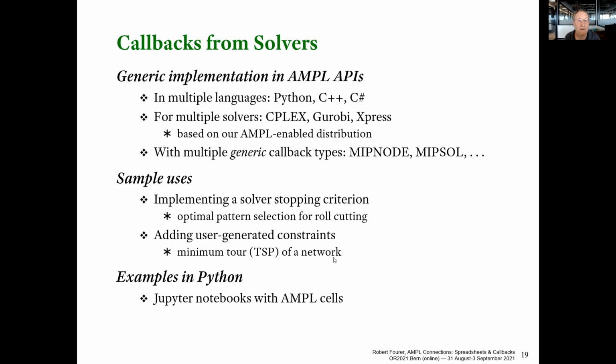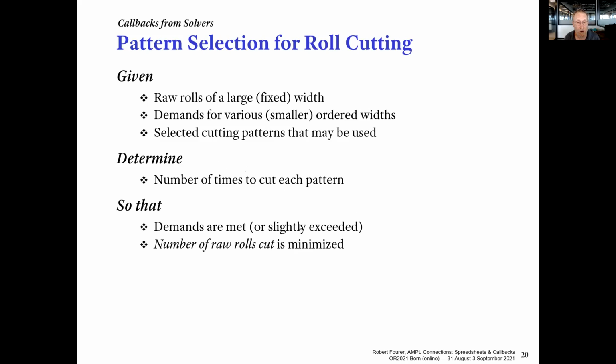Okay. So the first example is from roll cutting. Okay, and the way this works, that we're given a lot of large rolls, and we want to cut them into smaller rolls according to certain cutting patterns. The optimization is to determine the number of times to cut each pattern, so that you meet demands for the small rolls and the number of big rolls cut is minimized.